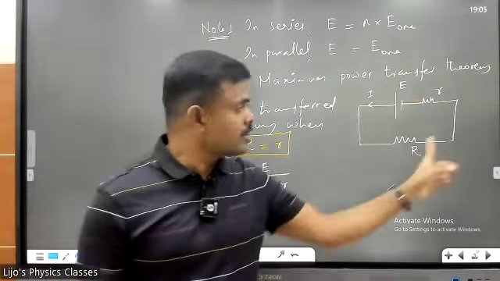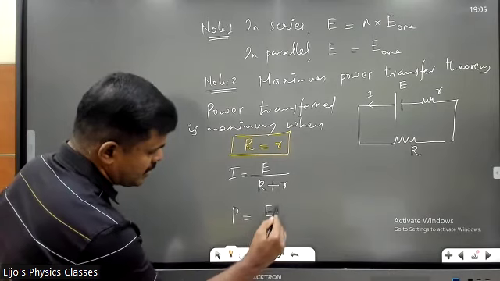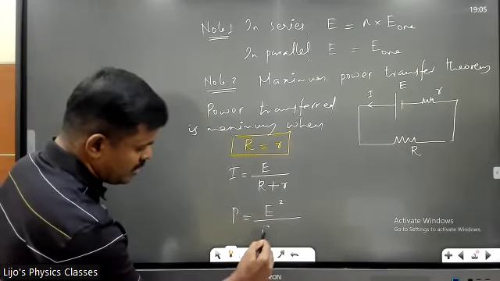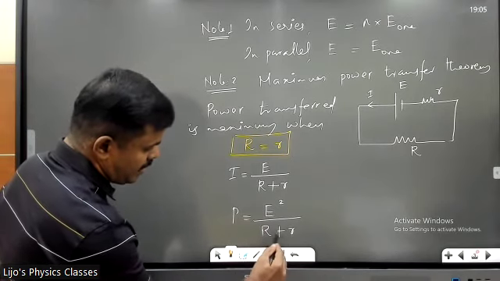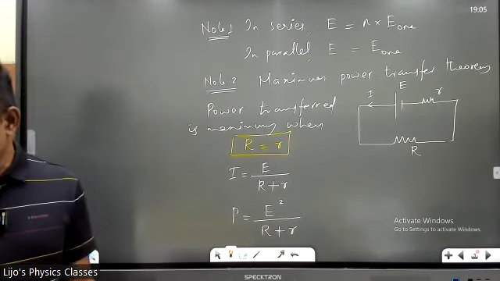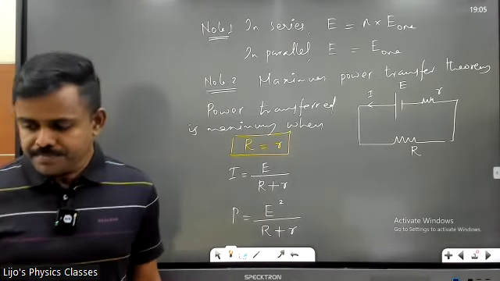Also write the power. We will need it. What is the power equation? E square by R. Power equation is E square divided by R, that is, E square by R plus r.